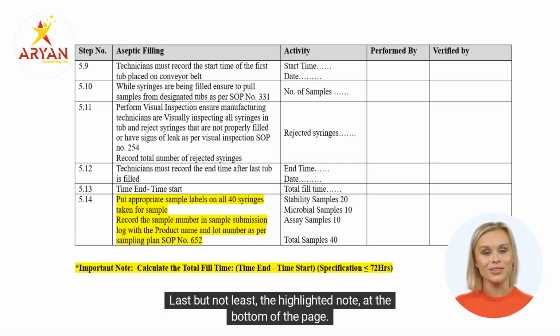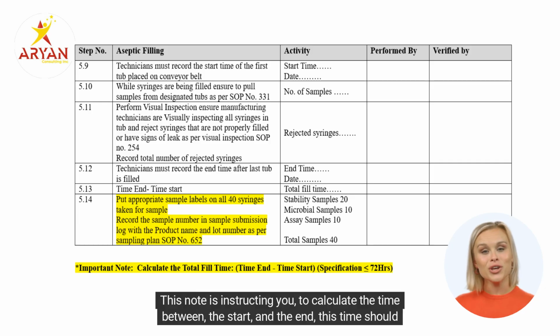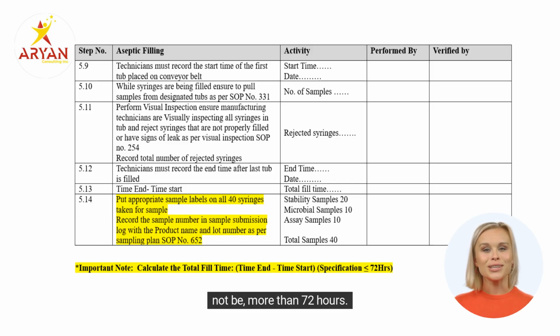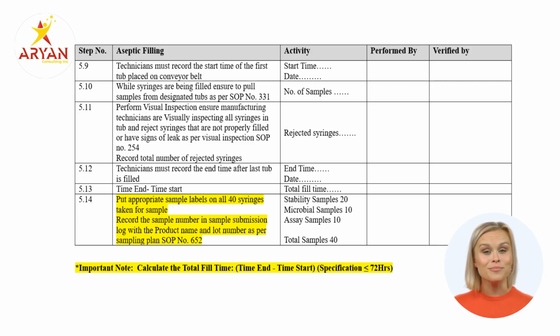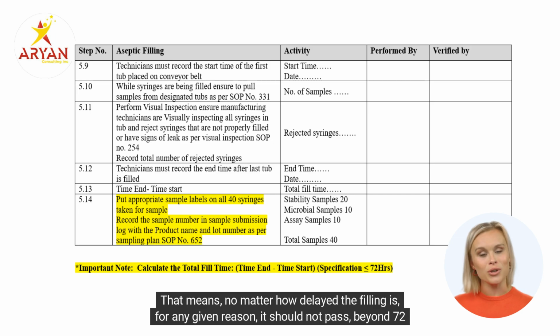Last but not least, the highlighted note at the bottom of the page. This note is instructing you to calculate the time between the start and the end. This time should not be more than 72 hours. What that means in layman's terms is that no matter how delayed the filling is, for any given reason, it should not pass beyond 72 hours.